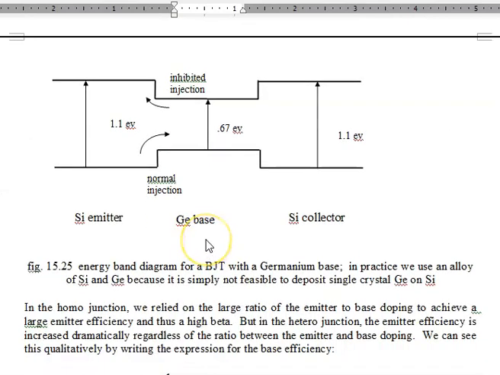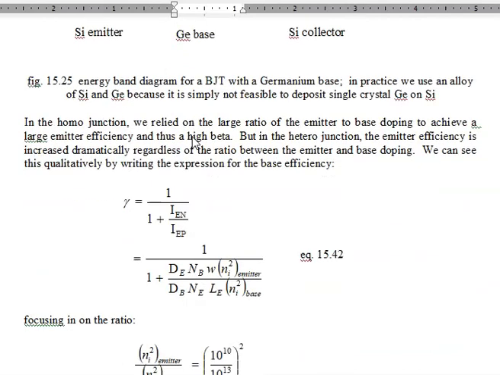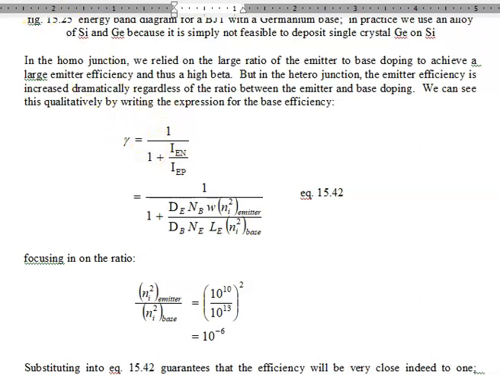So this is what a silicon-germanium, silicon transistor would look like. It could be PNP, it could be NPN, it doesn't matter. We have a smaller band gap in the base, and somehow that is going to cause somewhat inhibited injection from the base into the emitter as compared to injection from the emitter into the base. We can see that by looking at the base efficiency. This is equation 15.42. It's derived, I think, reasonably well in the text.